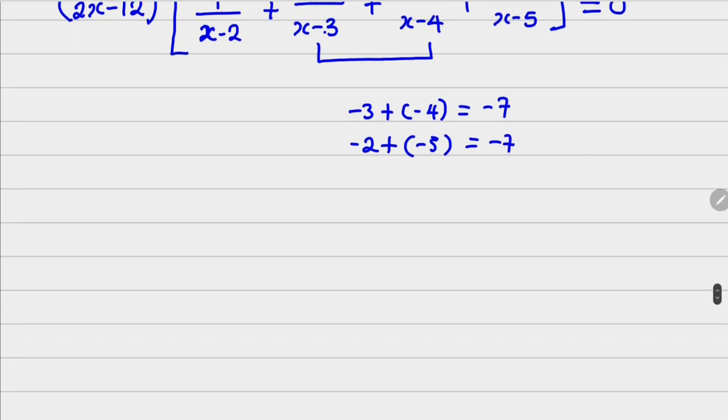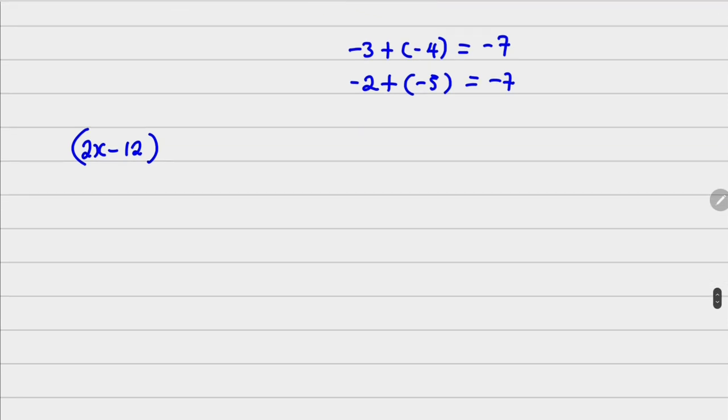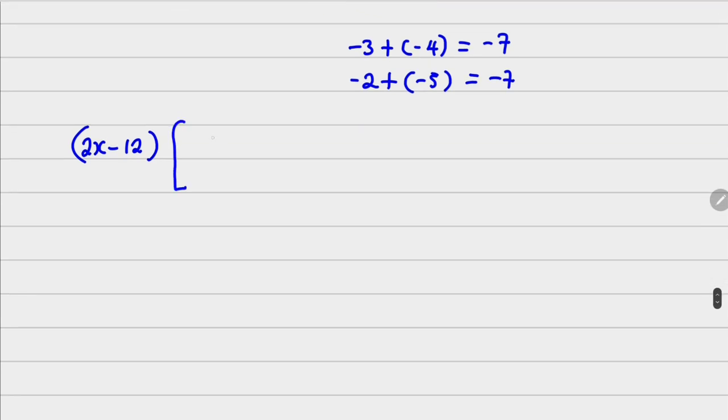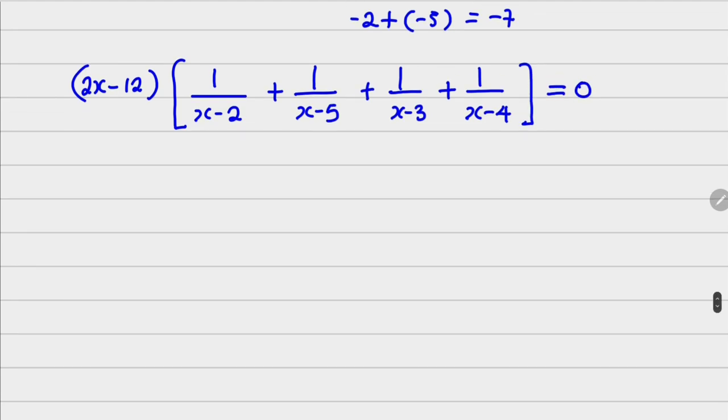So what I'm going to do is to rearrange. And how do I rearrange it? I'm going to have 2x minus 12. Then I'm going to have 1 over x minus 2 plus 1 over x minus 5. You see, these two will give me something that has to do with minus 7. So I have it this way. Then plus 1 over x minus 3 plus 1 over x minus 4. So it now made sense. It is equal to 0. What do I do?